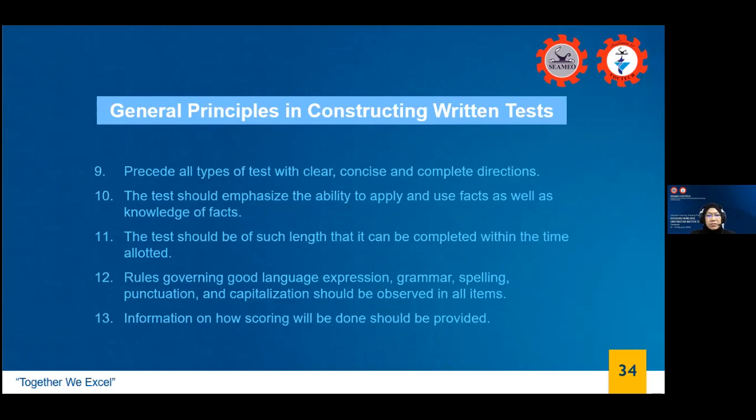Can you follow? Yes, teacher. Okay, so it's clear. Thank you.